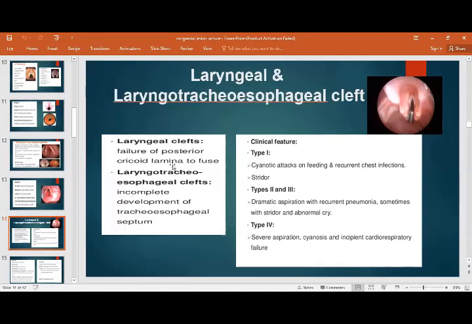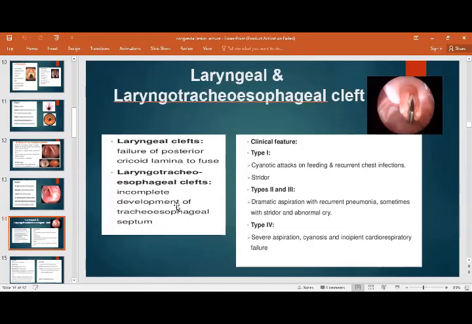So basically, the underlying pathology is laryngeal cleft, failure of the posterior cricoid lamina to fuse. Posteriorly, it is difficult to fuse. Incomplete development of the tracheoesophageal septum is sometimes another cause of this.